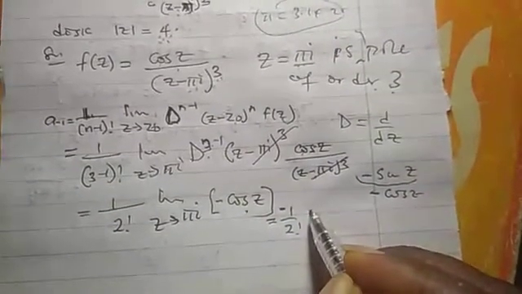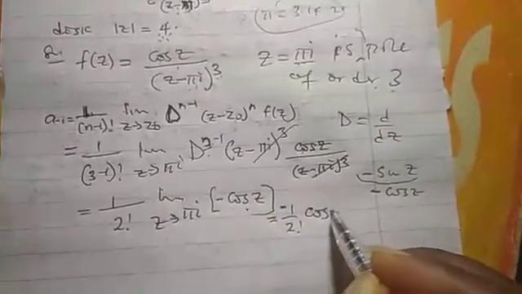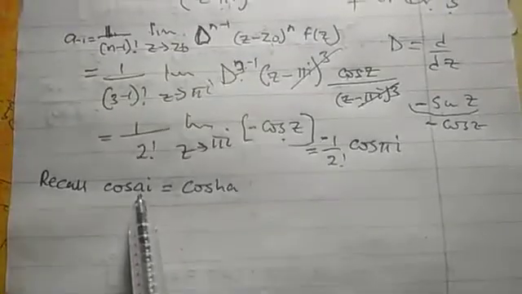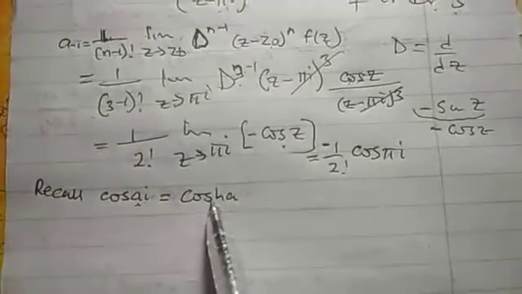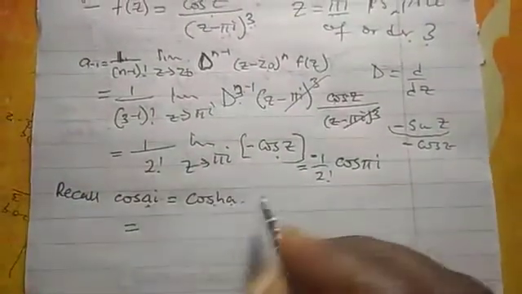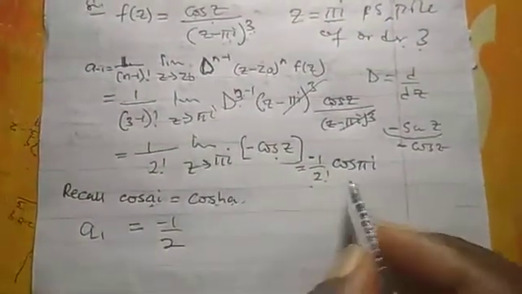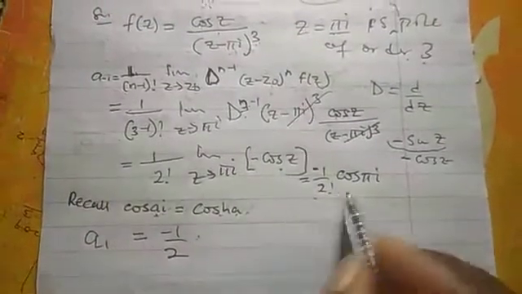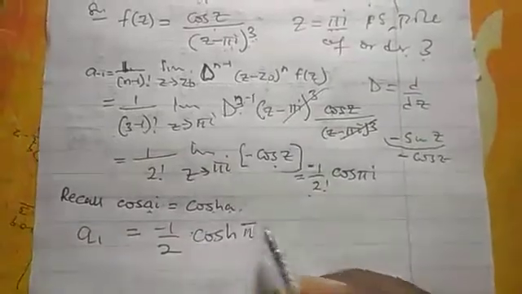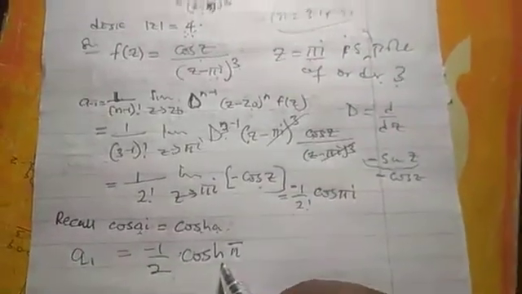So this will give me cos pi i. And let us recall that cos ai is equal to cos a. So in that case, the residue will just be equal to minus 1 over 2 factorial, which is 2. Cos pi i will just be cos pi.